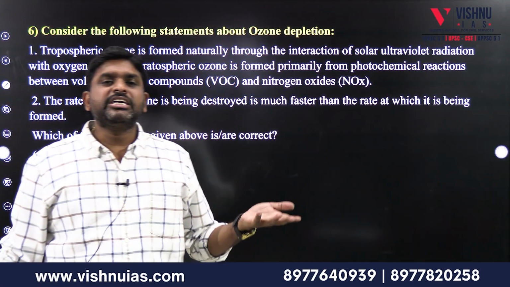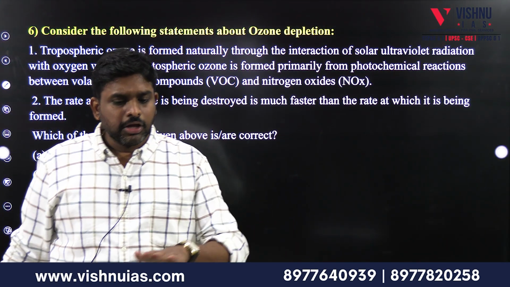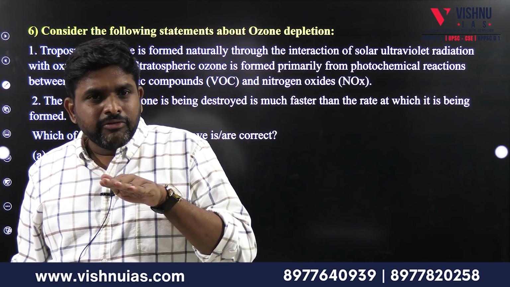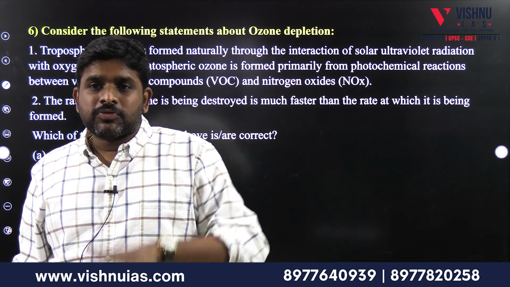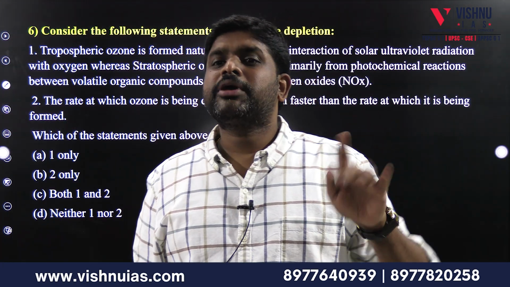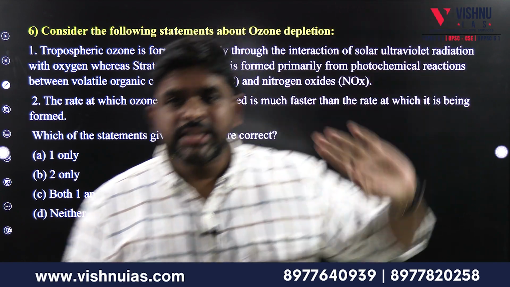Everyone know, ozone is present in which layer? Stratosphere. So atmosphere, we have troposphere, we have stratosphere, then we have... tell me the layers. Troposphere, stratosphere, mesosphere, ionosphere and exosphere. The last one is called exosphere.